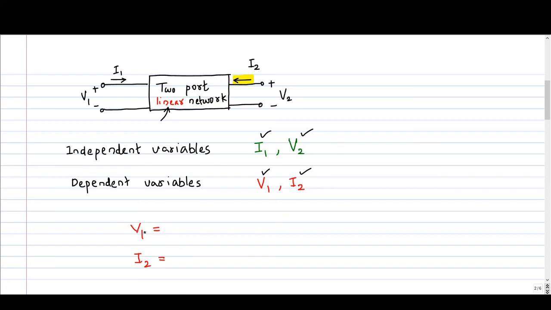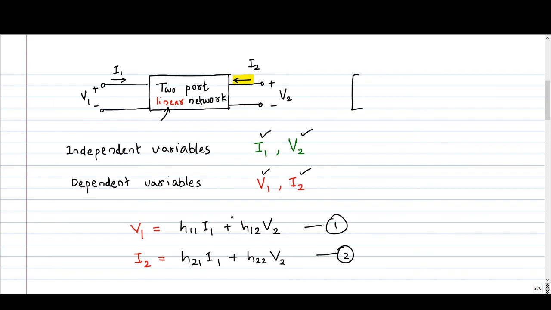I can write V1 as a linear combination of I1 and V2. Basically it comes like this: V1 equals H11 I1 plus H12 V2, where H11 and H12 are two hybrid parameters. Then similarly, the second dependent variable I2 can be expressed as a linear combination of I1 and V2. That is I2 equals H21 I1 plus H22 V2. These are the two H parameter equations, and I can write it in a matrix form also.